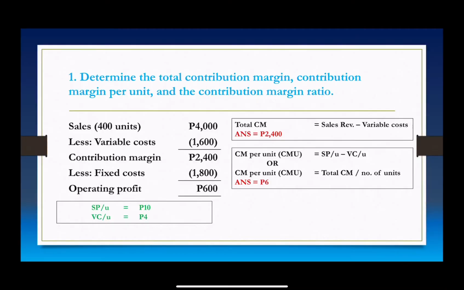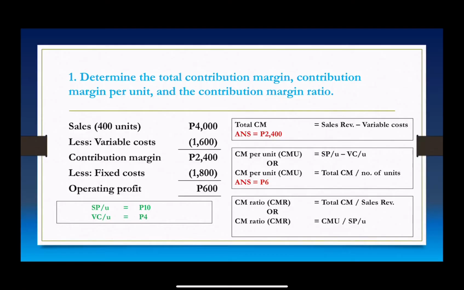And lastly, contribution margin ratio. Contribution margin ratio can be determined in 2 ways also. First, on a total basis, and the second one on a per unit basis. On a total basis, total contribution margin divided by total sales revenue. So that is 2,400 divided by 4,000 pesos. Or, on a per unit basis, contribution margin per unit divided by selling price per unit. These 2 techniques will give us the same answer, which is 60%.